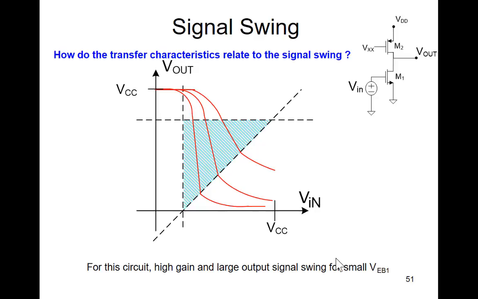And we see that for increasing the gain, the slope gets steeper, we get more signal swing on the output. For less gain, we have less signal swing on the output.